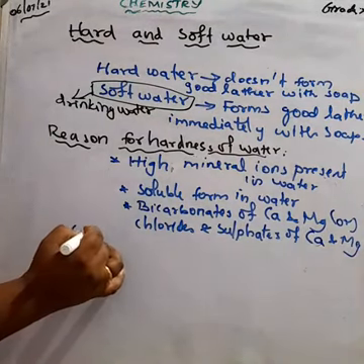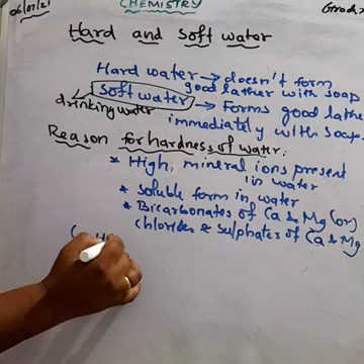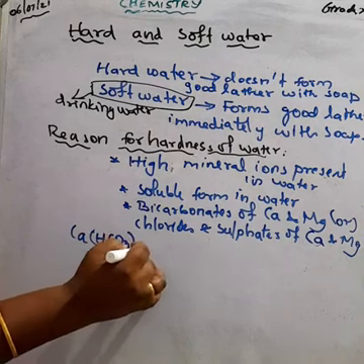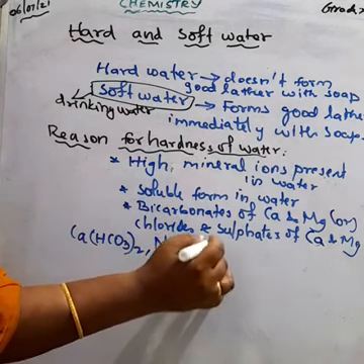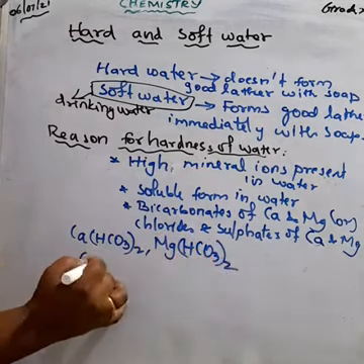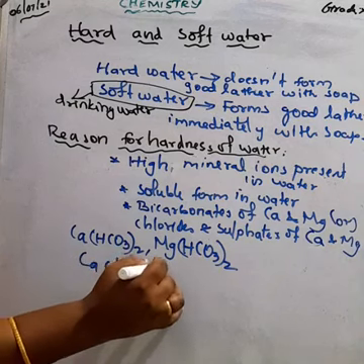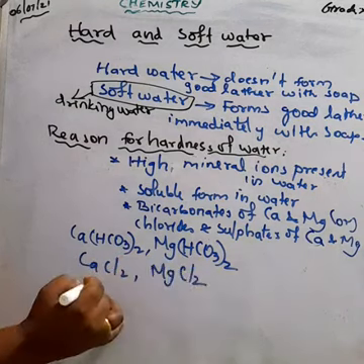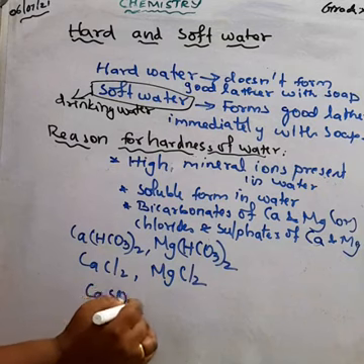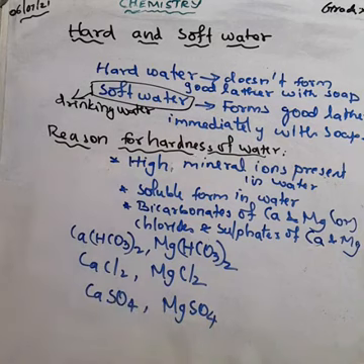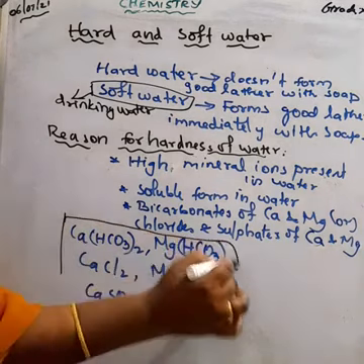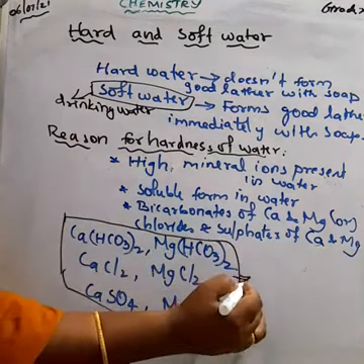Bicarbonates of calcium and magnesium: what is the formula? Calcium bicarbonate, Ca(HCO3)2. Magnesium bicarbonate, Mg(HCO3)2. Calcium chloride, CaCl2. Magnesium chloride, MgCl2. Calcium sulfate, CaSO4. Magnesium sulfate, MgSO4. When these salts are dissolved in water, that water we call hard water. But soft water is free from these salts. Understood?